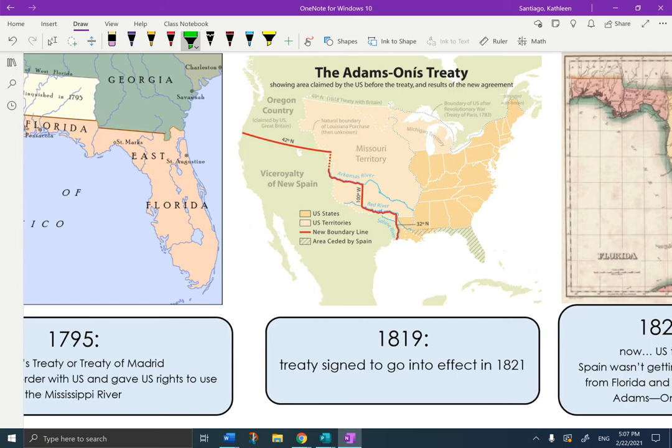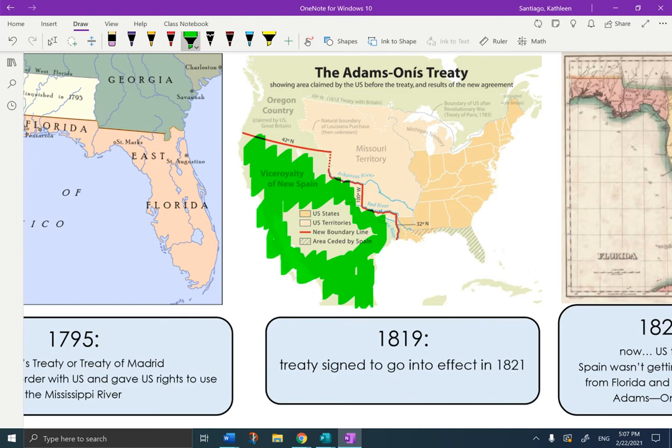The new border line. So the red border line, everything to the south of that red line is still Spanish territory. So all of this going south is still part of Spain. Area ceded by Spain. So this is the area of Florida that was given up to the United States.